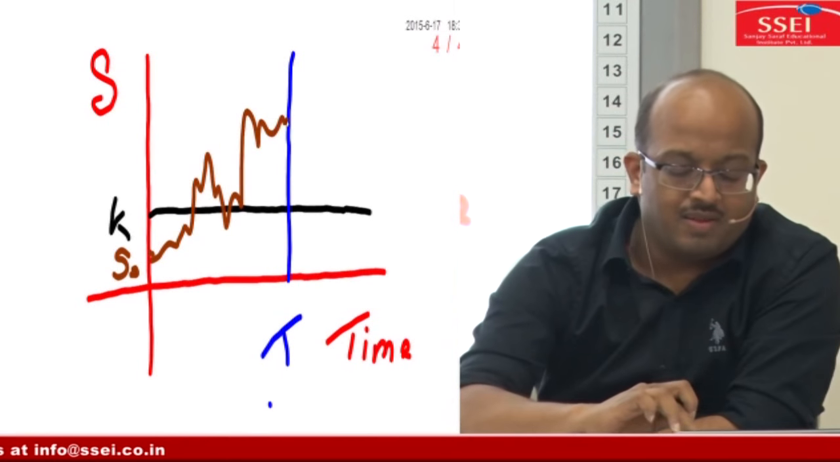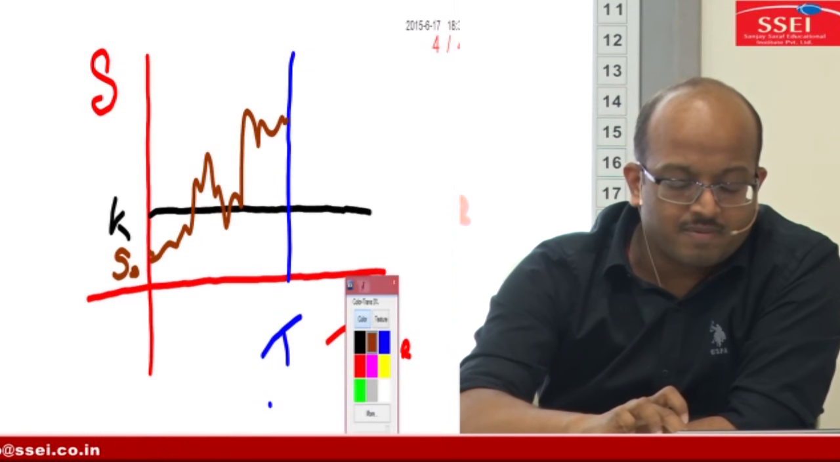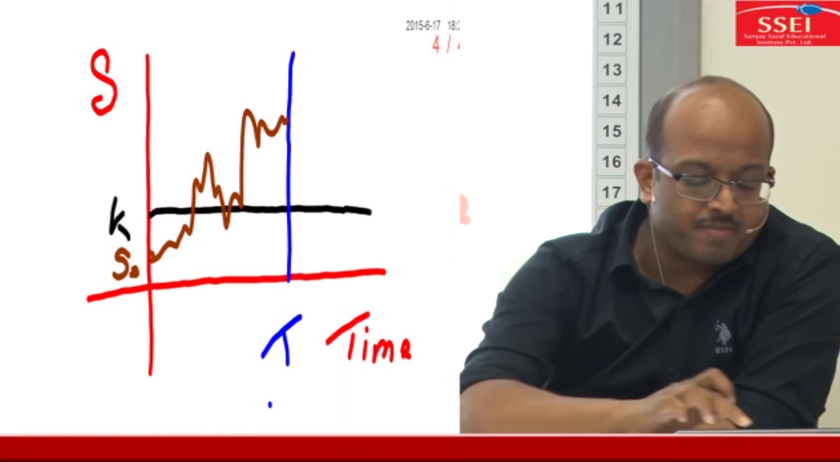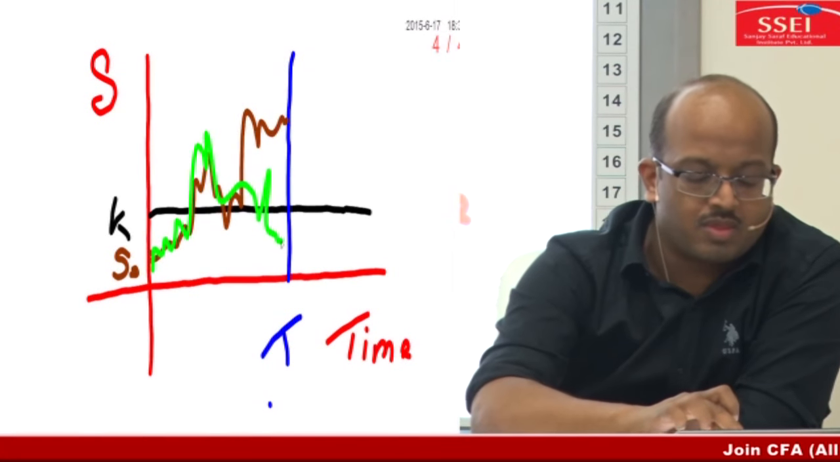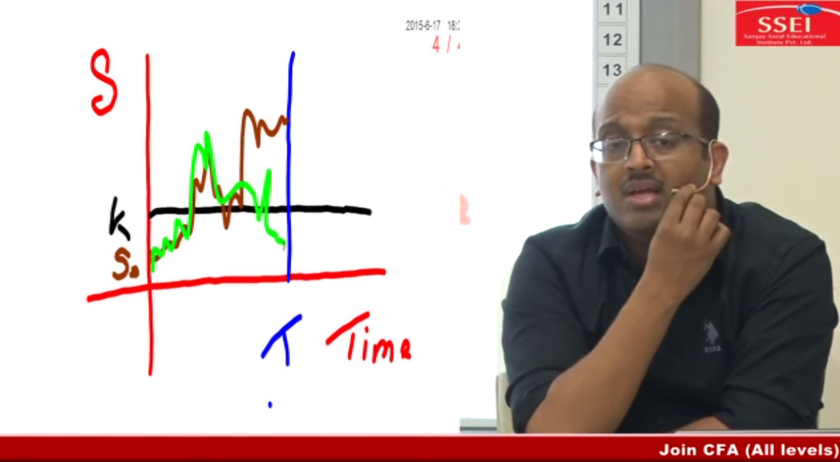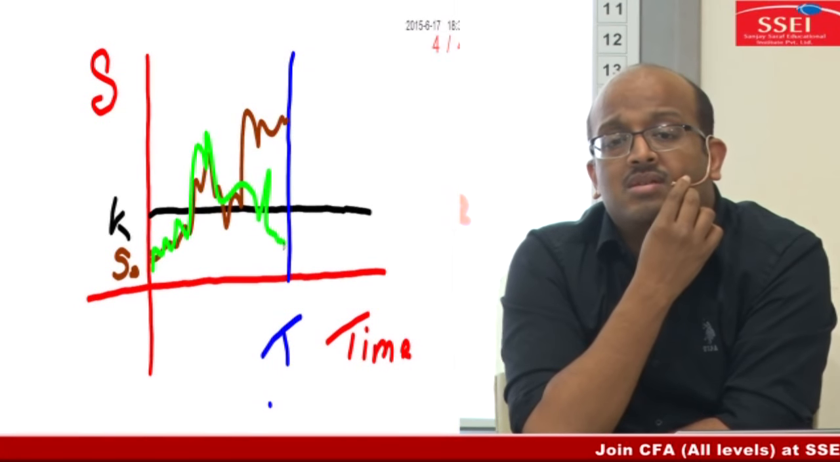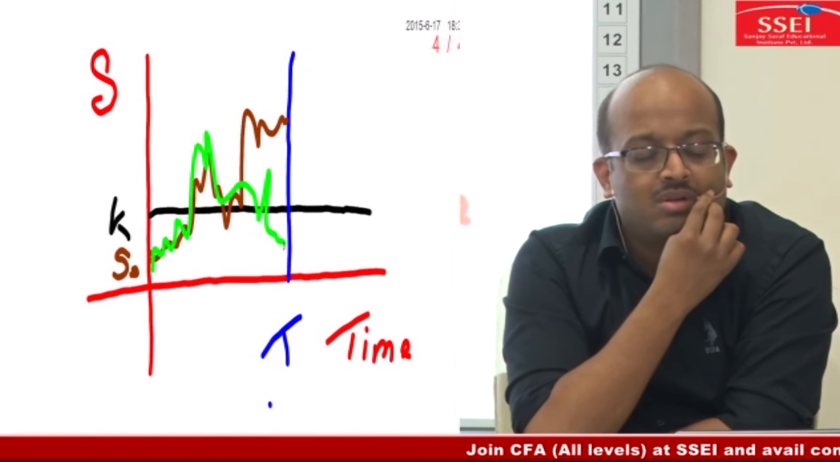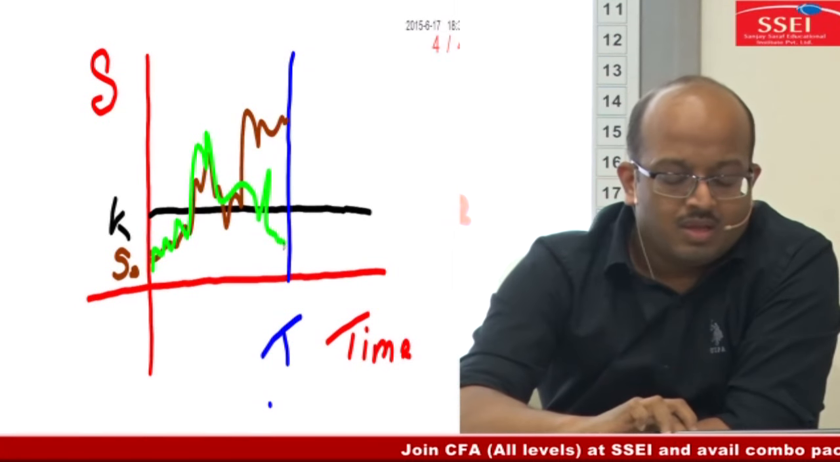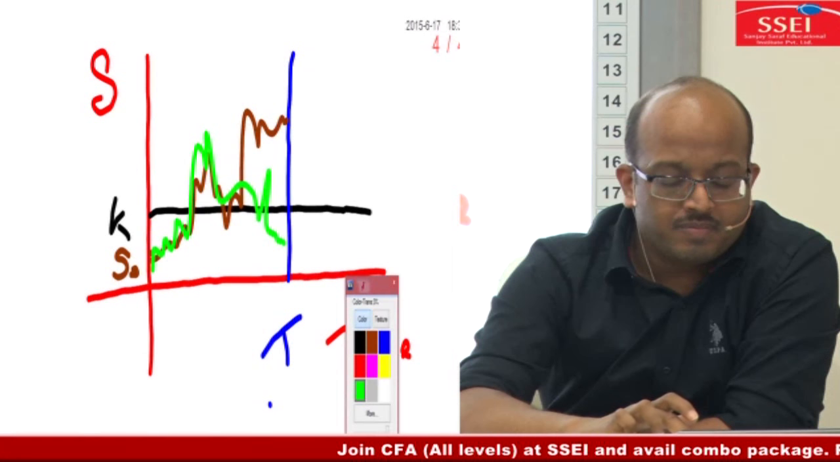This is just one path. Let me draw another path over here. The second path, the call lapses. ST is less than K, so the payoff will be equal to 0. One more path.